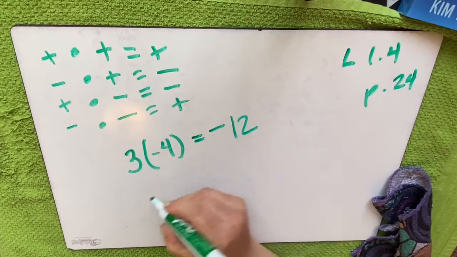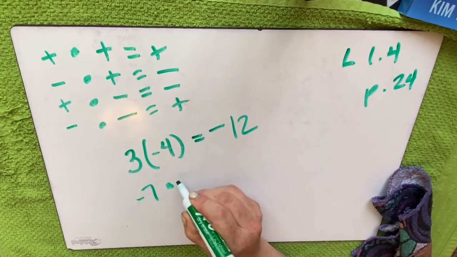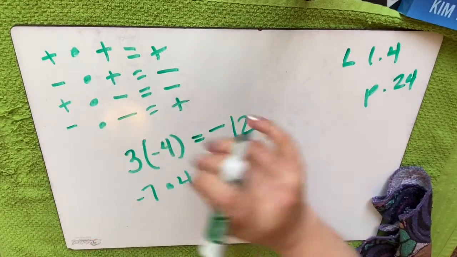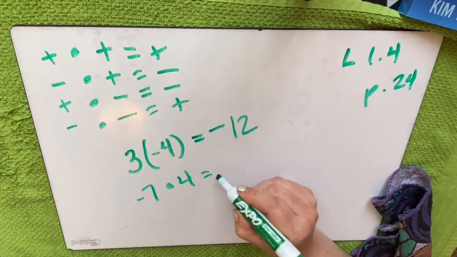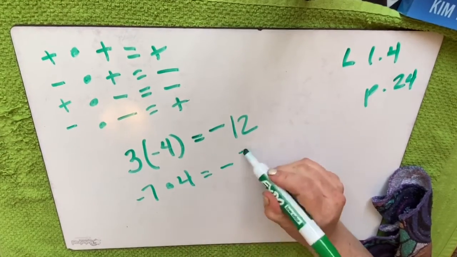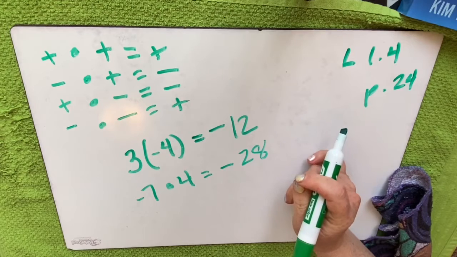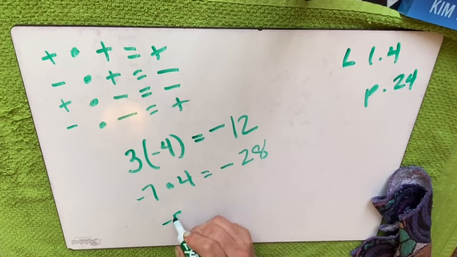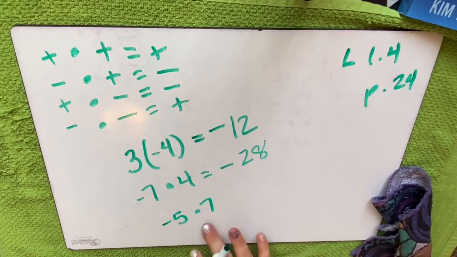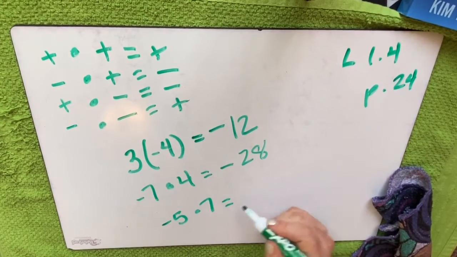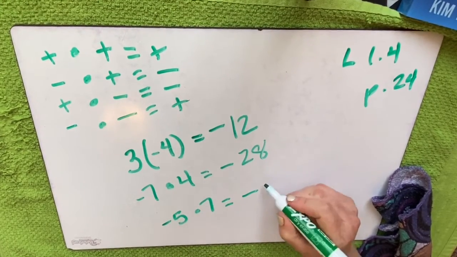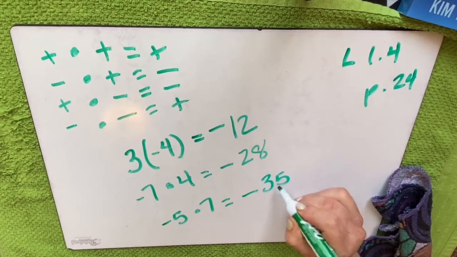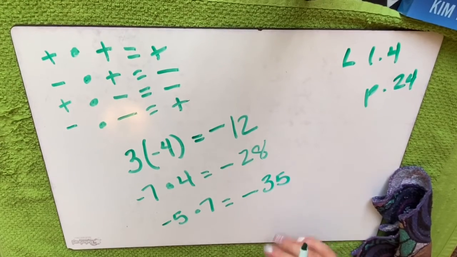Let's do another one. -7 times 4. There's only one negative, so it is a negative answer. 7 times 4 is 28. Okay? Let's see. -5 times 7. How many negatives are there? Just one, so the answer is negative, and that's 35. 5 times 7 is 35.